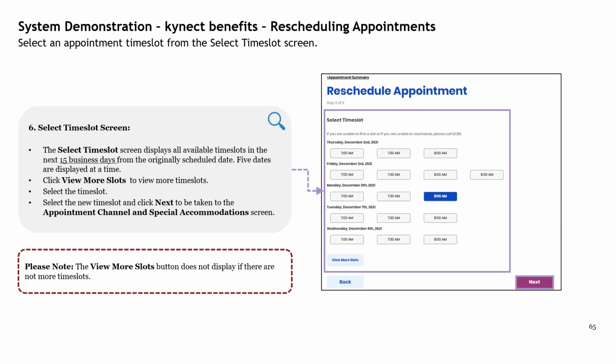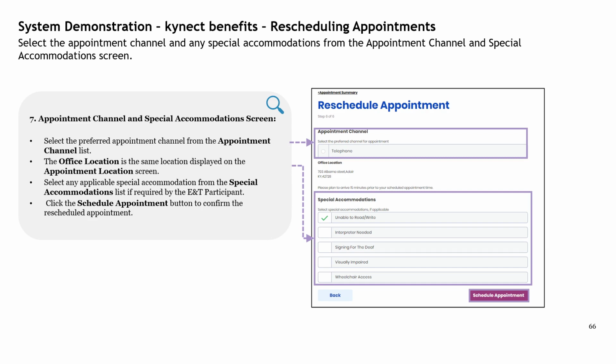Select the preferred new time slot, then click Next to navigate to the Appointment Channel and Special Accommodations screen. Finally, select the appointment channel, in person or via telephone, and any special accommodations, including language and interpretation, from the Appointment Channel and Special Accommodations screen.